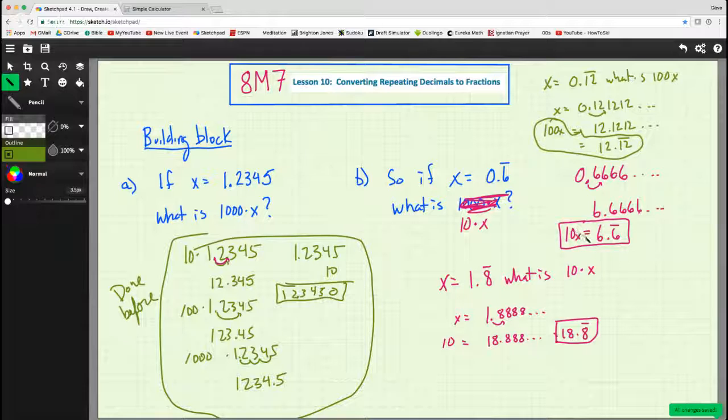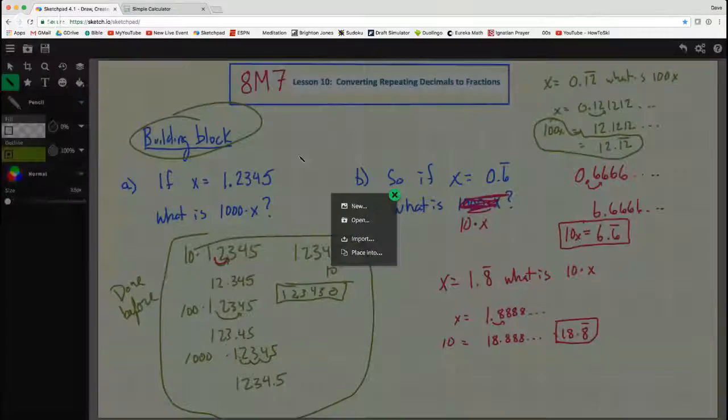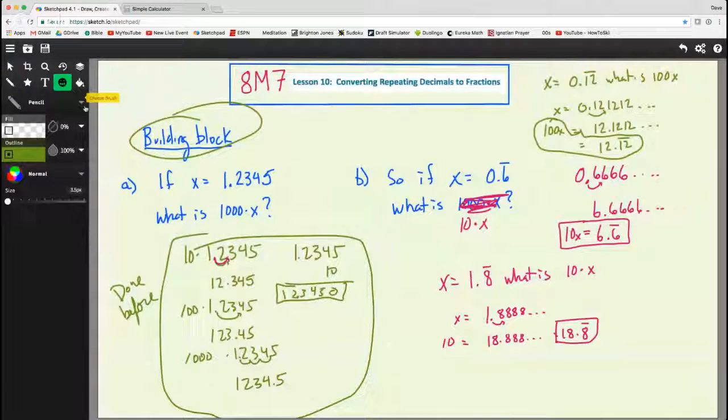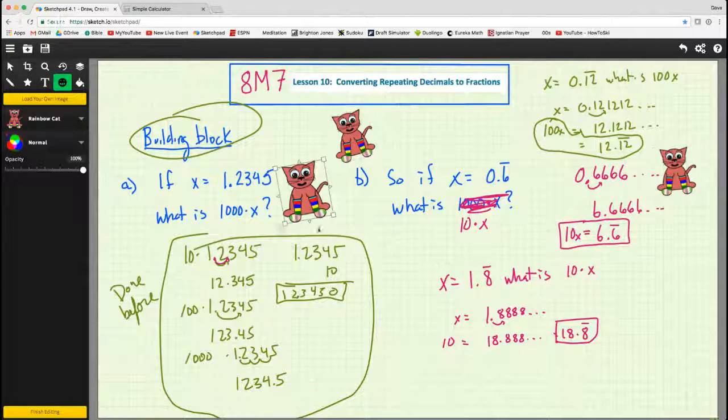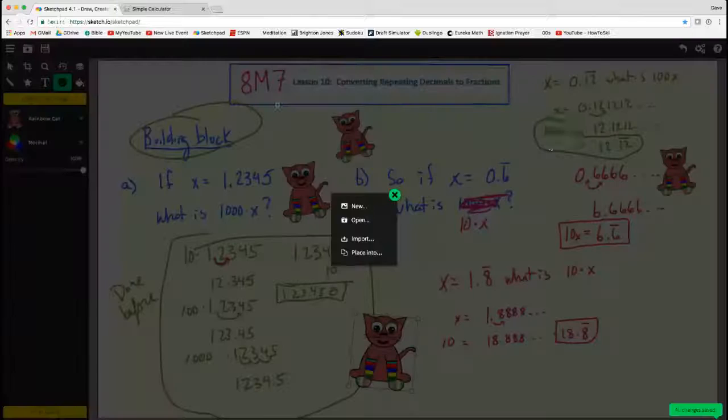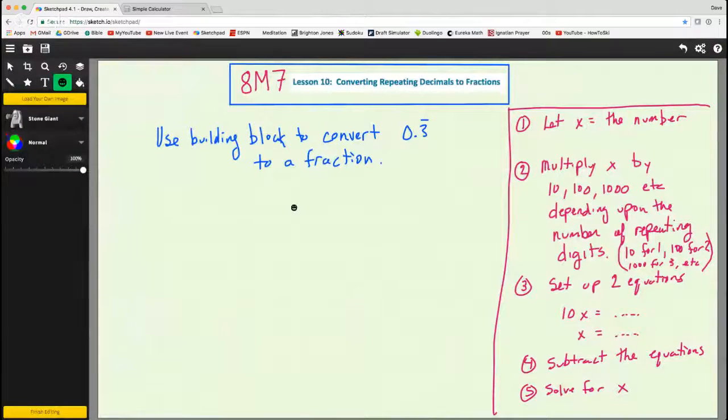Okay, so hopefully we got the swing of this. And this is our second building block. And now we're ready to go ahead and solve these equations. This is super powerful. Let's put down our happy cat here for our second building block, because this is new. This is stuff you haven't done, multiplying repeating decimals by tens or hundreds. So now we're going to use our building blocks to convert 0.333 into a fraction.